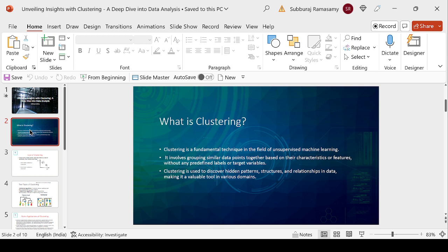So clustering is used to discover hidden patterns, structures, and relationships in data, making it a valuable tool in various domains. If you do not know what to find, do clustering. It will help you to identify the similar items.